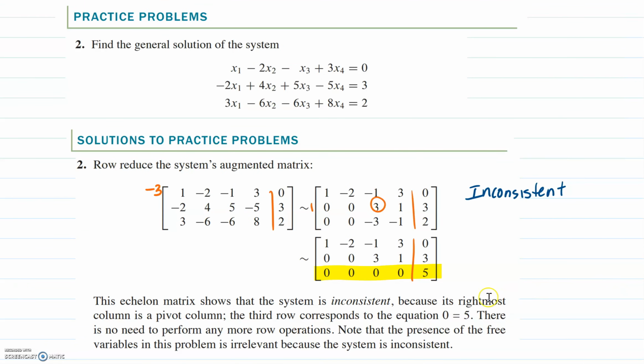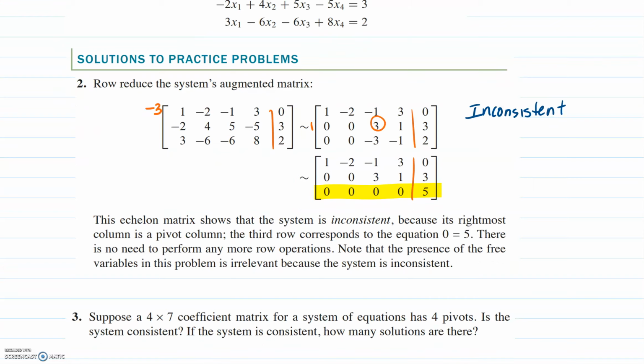And the solution does explain that. Right here it says it's inconsistent because its rightmost column is a pivot column. And the third row corresponds to the equation 0 equals 5. There is no need to perform any more row operations, by the way. If you were trying to solve this, it does ask for the general solution, and you can stop here and just say inconsistent because the solution does not exist.